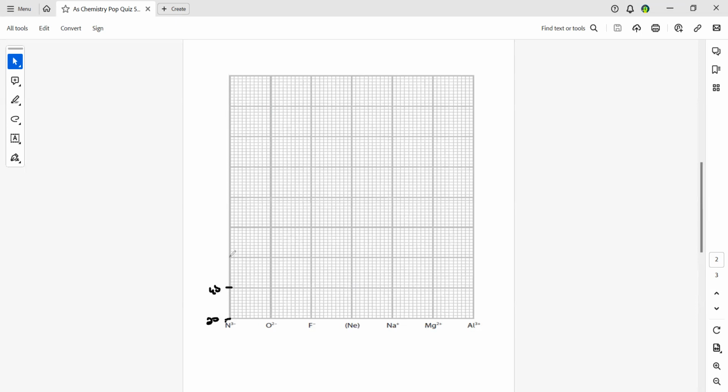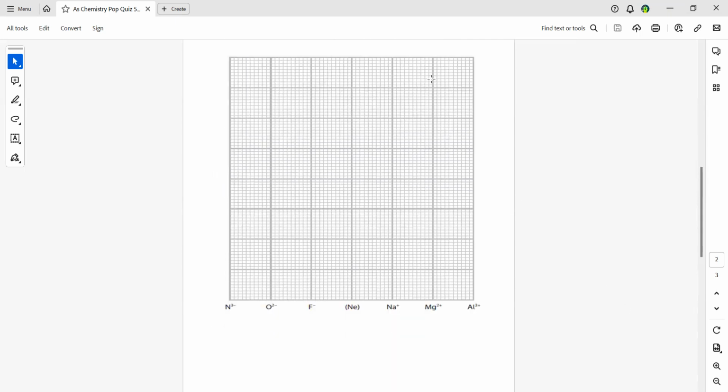taking as 20, 40, 60, 80, 100, 120, 140, 160, 180. Then using the values, for example, the first one is for nitride ion, and according to the question, what is the size of a nitride ion? 171.